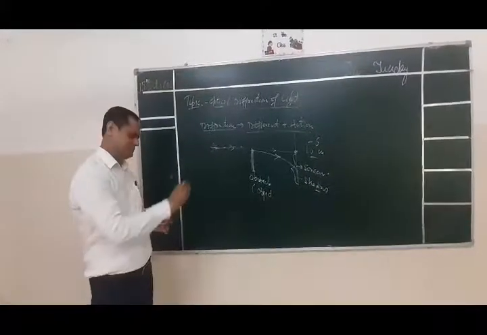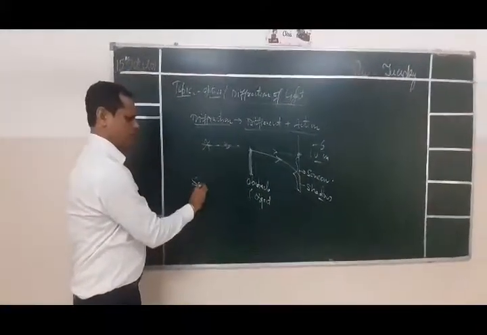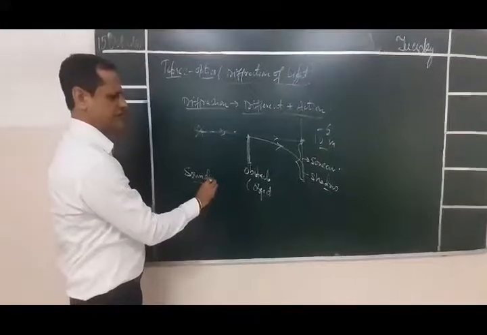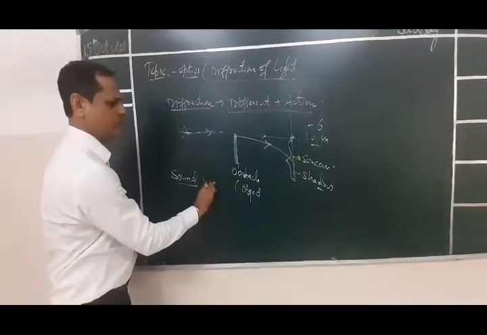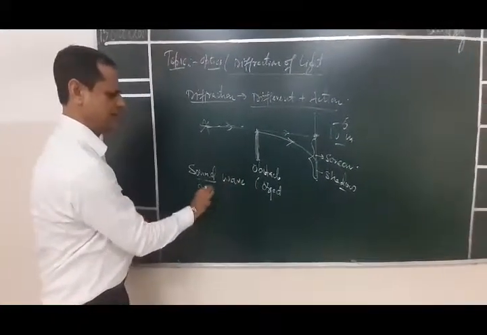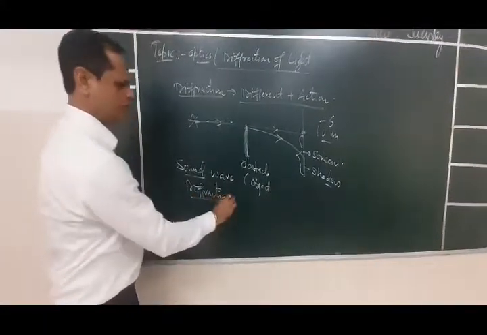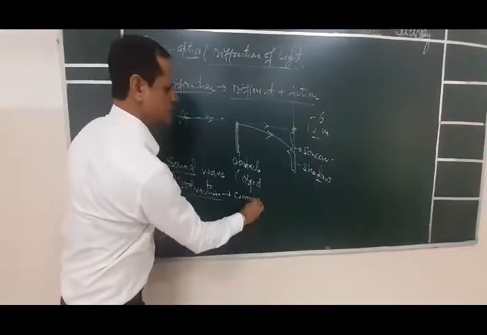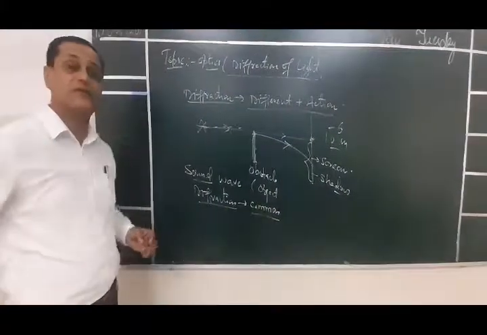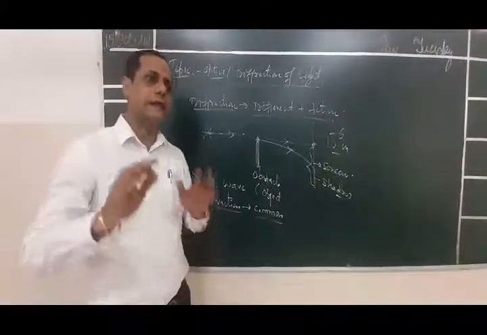Normally sound wave diffraction is very common. Diffraction of sound wave means echo, which is very common. Now the question arises, why is diffraction very common in a sound wave and very rare in a light wave?